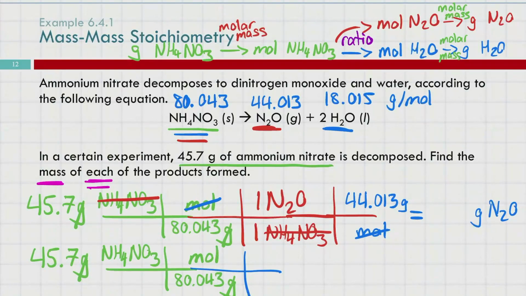Any questions at all about that? Yes. For the 18.015 for the molar mass of H2O, would you multiply that by 2 because of the 2 coefficient, or is it just the molar mass of H2O itself? We'll have a separate step for doing that, using that 2. That's the stoichiometry step.